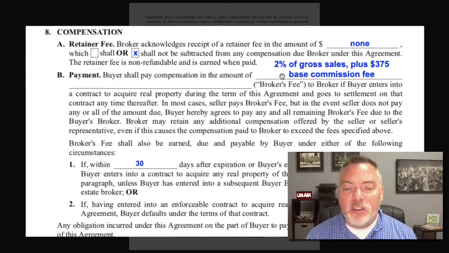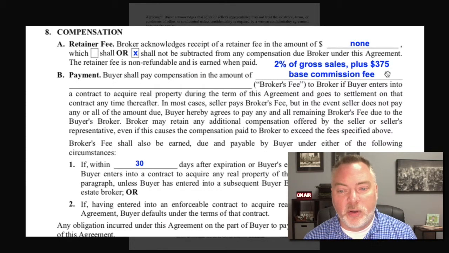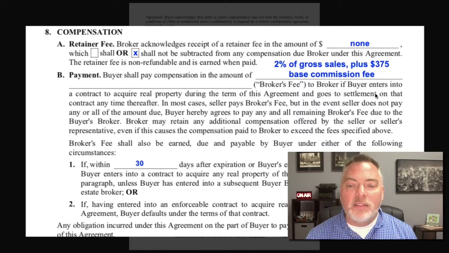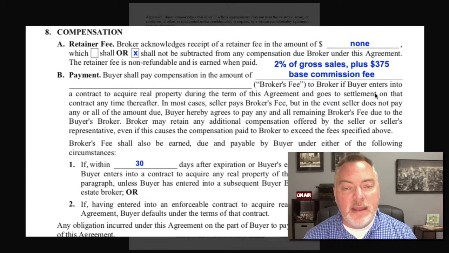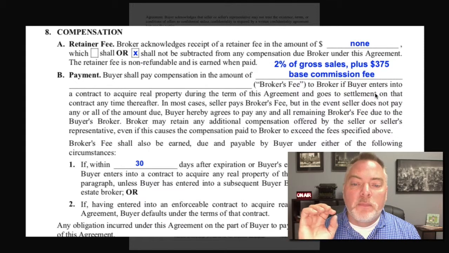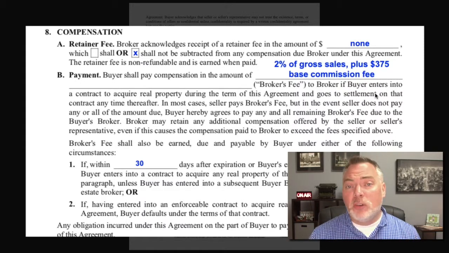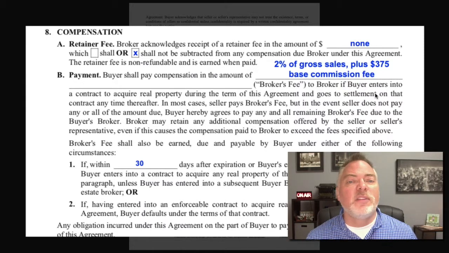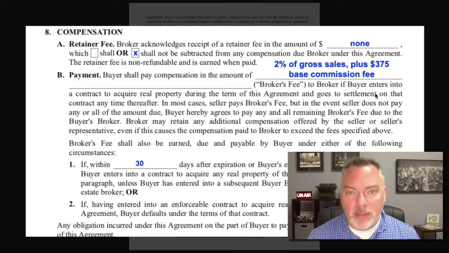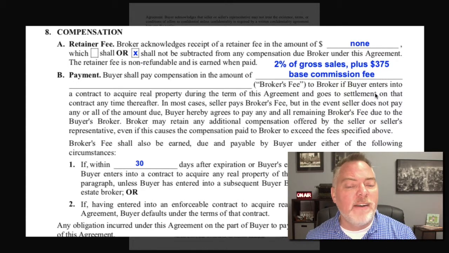My compensation is a minimum of 2% of the gross sales price, plus our firm has a $375 base commission fee. Now, the commission will often be more than 2%, to let you know, and very often the seller has offered in the MLS to compensate me for those services on your behalf.